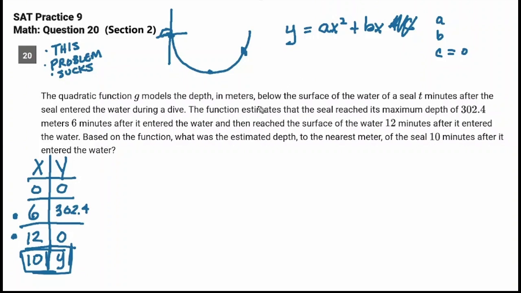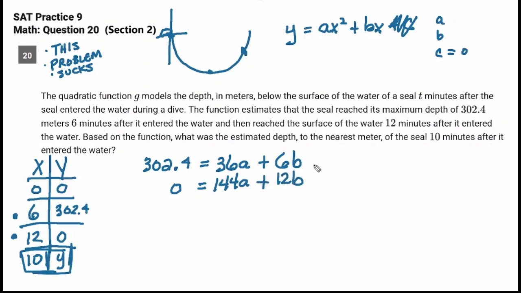Starting with this one, y, so 302.4 equals, I do not know what a is, but I know that x is 6. 6 squared is 36. So 36a plus, I don't know what b is, but I do know that x is still 6. So 6b. All right, now I'm going to do my next point. Y is 0 equals, I still don't know what a is, but I know that x is 12. 12 squared is 144. So 144a. Still don't know what b is, but I know that x is 12.